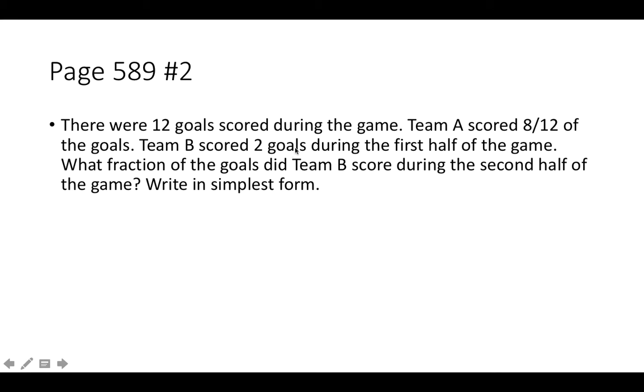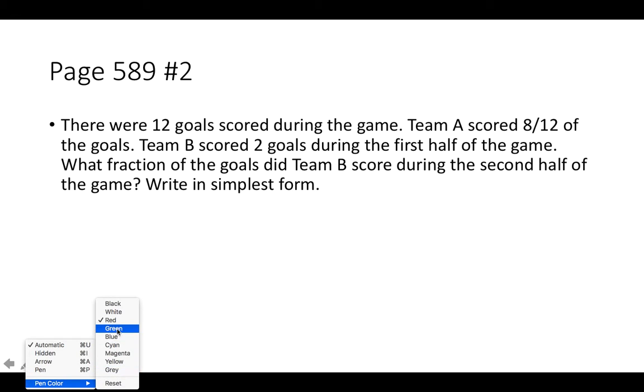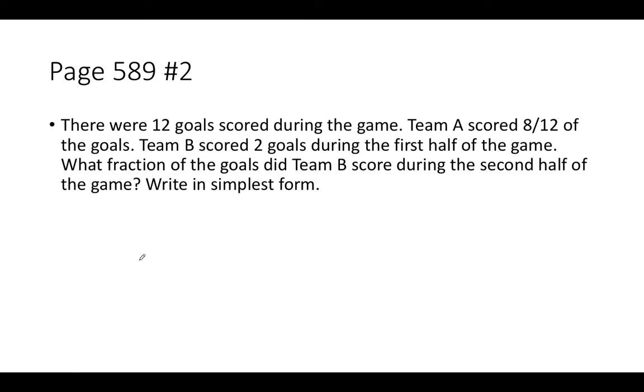So I can see right away we're dealing with a denominator of 12. There were 12 goals scored during the game. Team A scored 8 out of 12 of the goals. Team B scored 2 goals during the first half of the game. What fraction of the goals did Team B score during the second half of the game? Write in simplest form. Sometimes these word problems get really confusing when they use the same words over and over again.